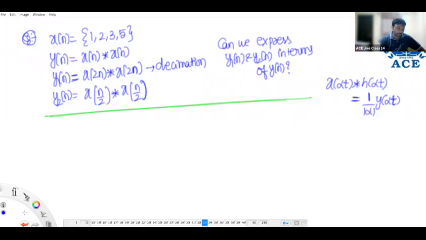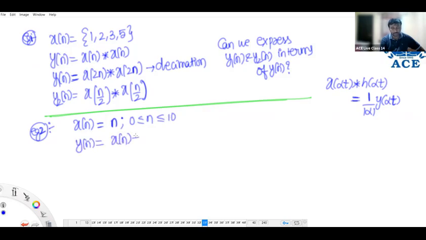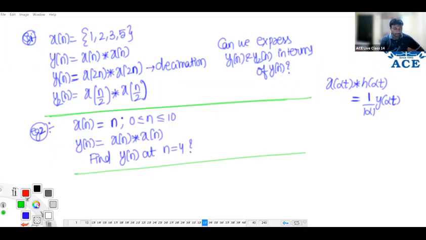That is the answer. Y1 of n you cannot express. Y2 of n is the interpolated version of y of n. That is the answer, sir.